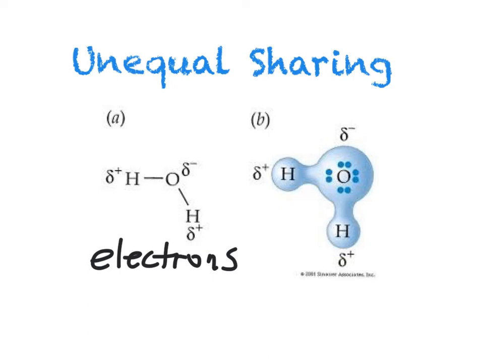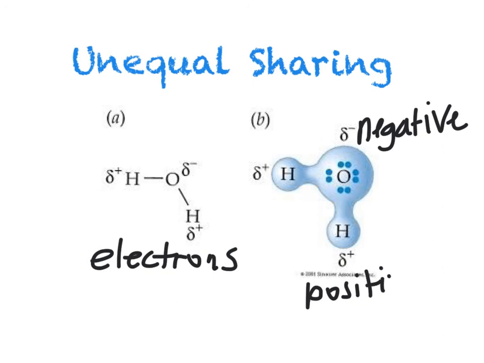The atom that pulls harder has a partial negative charge, and the other has a partial positive charge. So that's why I wrote positive by the hydrogens and negative by the oxygen. That is the end of lesson 1 on chemical bonding, and after this you can work on your concept map.